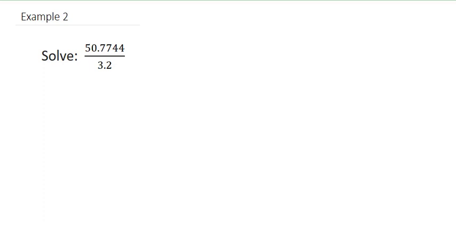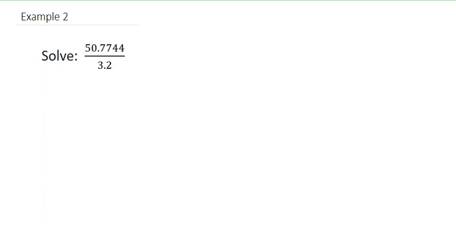So in this next example, we are going to divide 50.7744 divided by 3.2. In a fraction, the second number is the number on the bottom, so we will be placing the second number out front. So this number is known as the divisor, and since we cannot have decimals in the divisor, we need to move the decimal point before we begin dividing. And so we start by moving a decimal in the divisor, and we need to move the decimal one direction to the right, and so we need to do the same to the dividend. So let's do all of this.